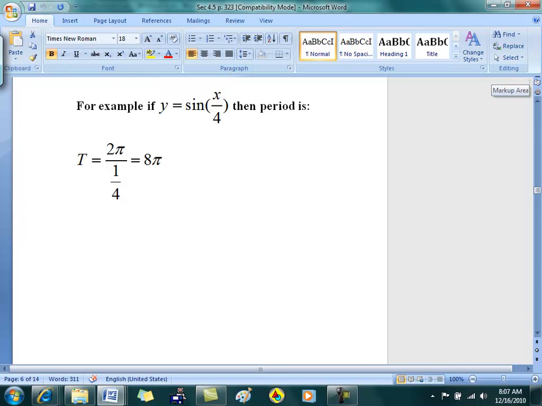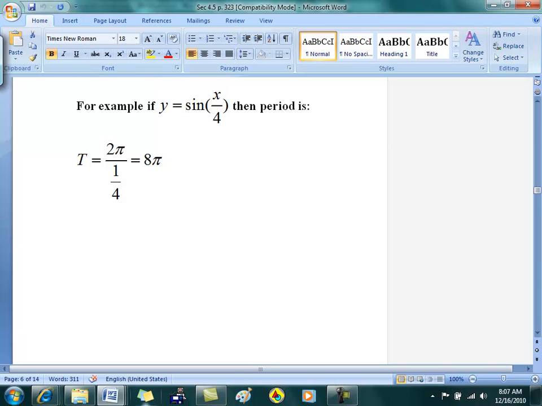Okay, so here's an example. y equals sine x over 4. What is b equal to? 1/4. So 2 pi over 1/4 equals 8 pi. Okay, so the period of that graph is 8 pi.